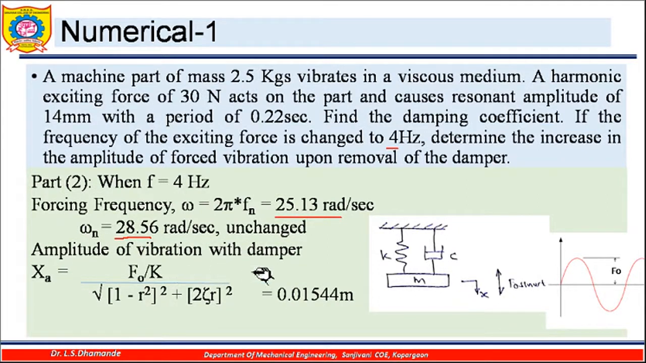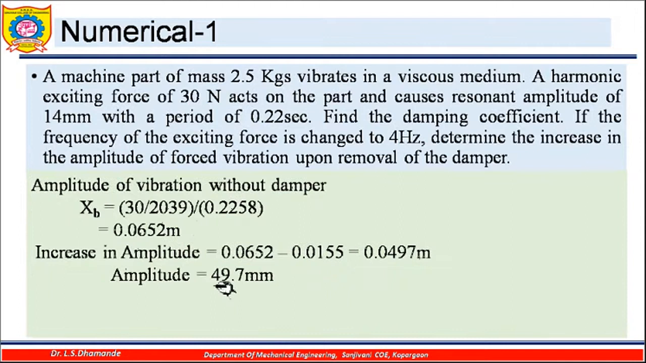So now the amplitude of vibration you have to find out. Okay, so first we will find out with damper, as they have asked to find out how much is the increase in the amplitude. So first we will find out with damper, and then we will find out without damper. So finding out with damper, we'll be using that value of zeta which is there in the previous slide, and r value will be nothing but equal to omega by omega n, that is 25.13 divided by 28.56. So that will be your r value, and F0 is nothing but your 30 Newton, and K we have got in the previous slide, so you are utilizing that here, and you are getting that amplitude equal to 0.01544 meters, means nothing but equal to 15.44 mm.